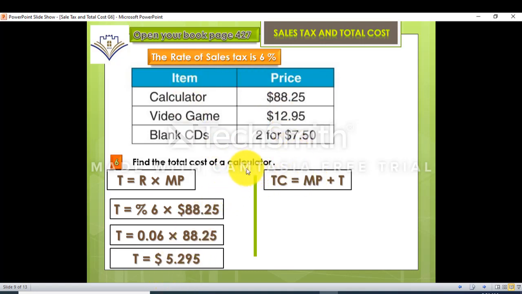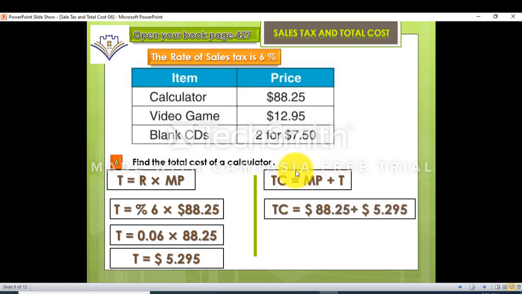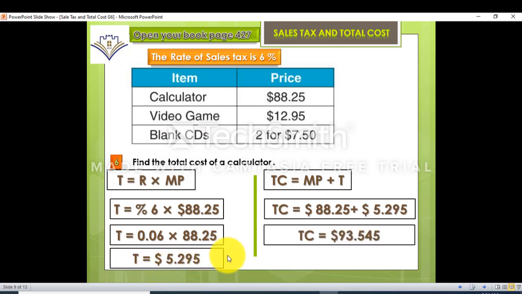Look at the second part. We need the total cost. The total cost equals market price plus sales tax. The market price here is 88.25 plus the sales tax here, 5.295. Both of them equal 93.545.